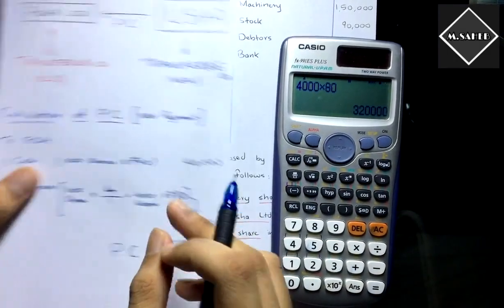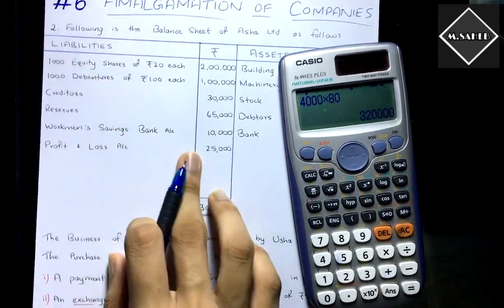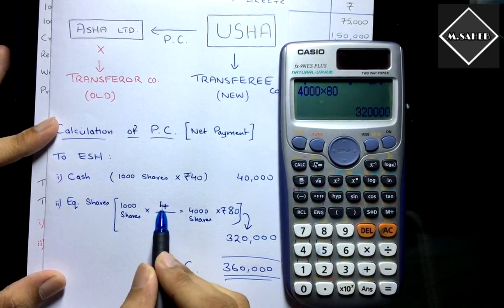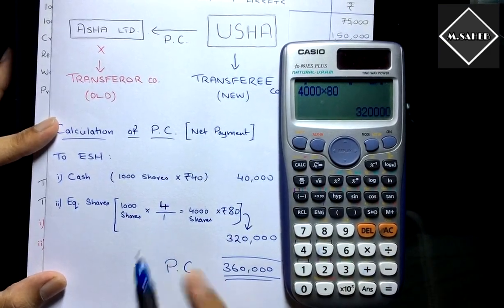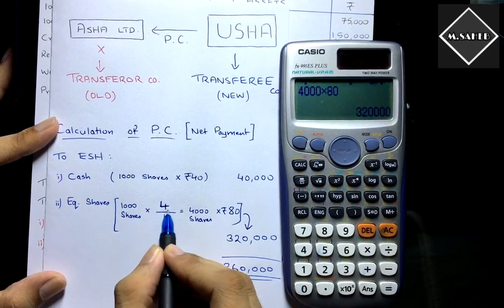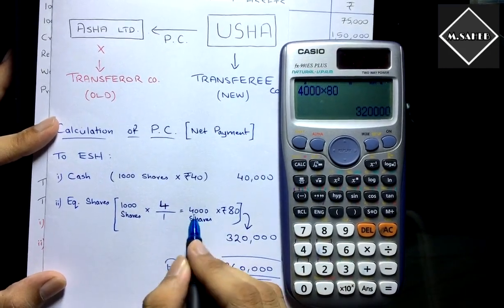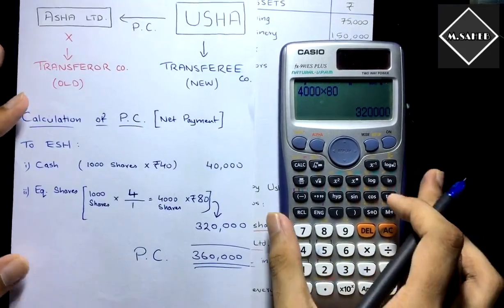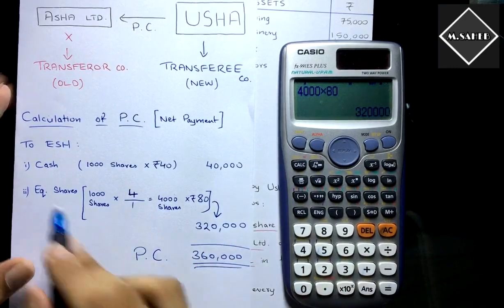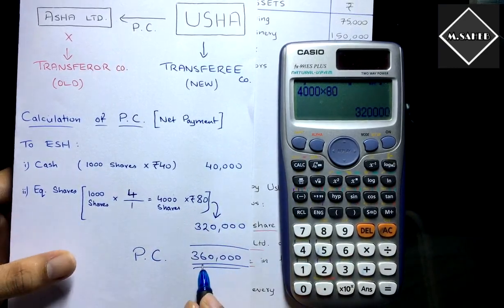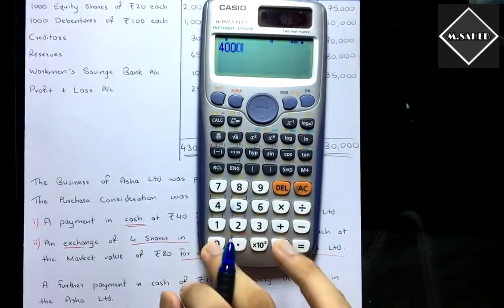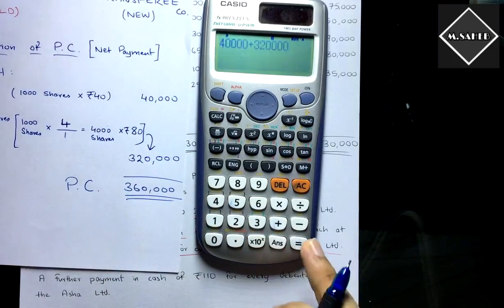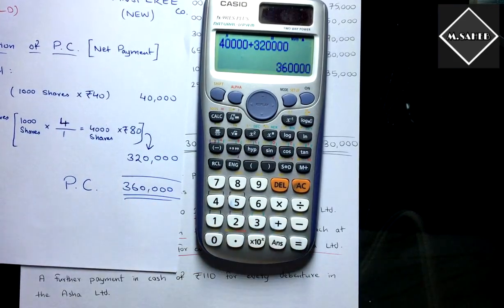1000 shares, we have taken that from the balance sheet. Then we use this ratio: 4 shares for every share, 4/1. If you have one share, we will give 4. So 4000 shares they will get at the value of rupees 80. That is 3,20,000. Understood? Then you add those two payments, cash and equity shares: 40,000 plus 3,20,000 comes out to be 3,60,000. That's your purchase consideration.